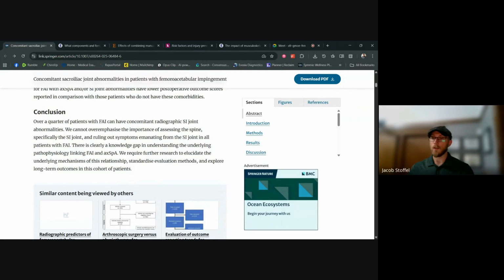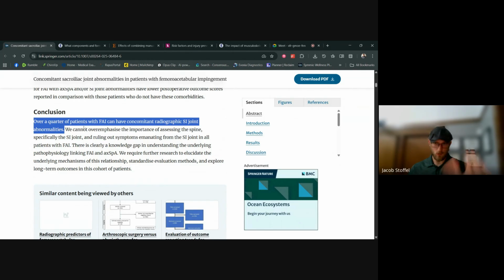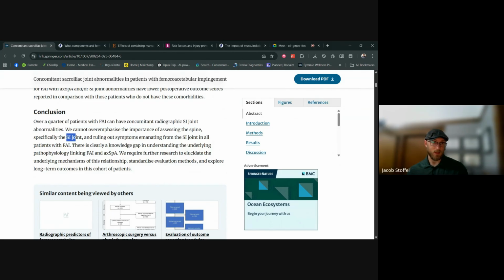So what do they conclude outside of my rambling here? What we just talked about. A quarter of patients with FAI can have concomitant radiographic SI joint abnormality. So it's something that they can confirm. It's not, I have symptoms or not. It's like, no, it's on the image. And they cannot overemphasize the importance of assessing the spine, specifically that SI joint, and ruling out symptoms emanating from that joint in all patients with FAI.